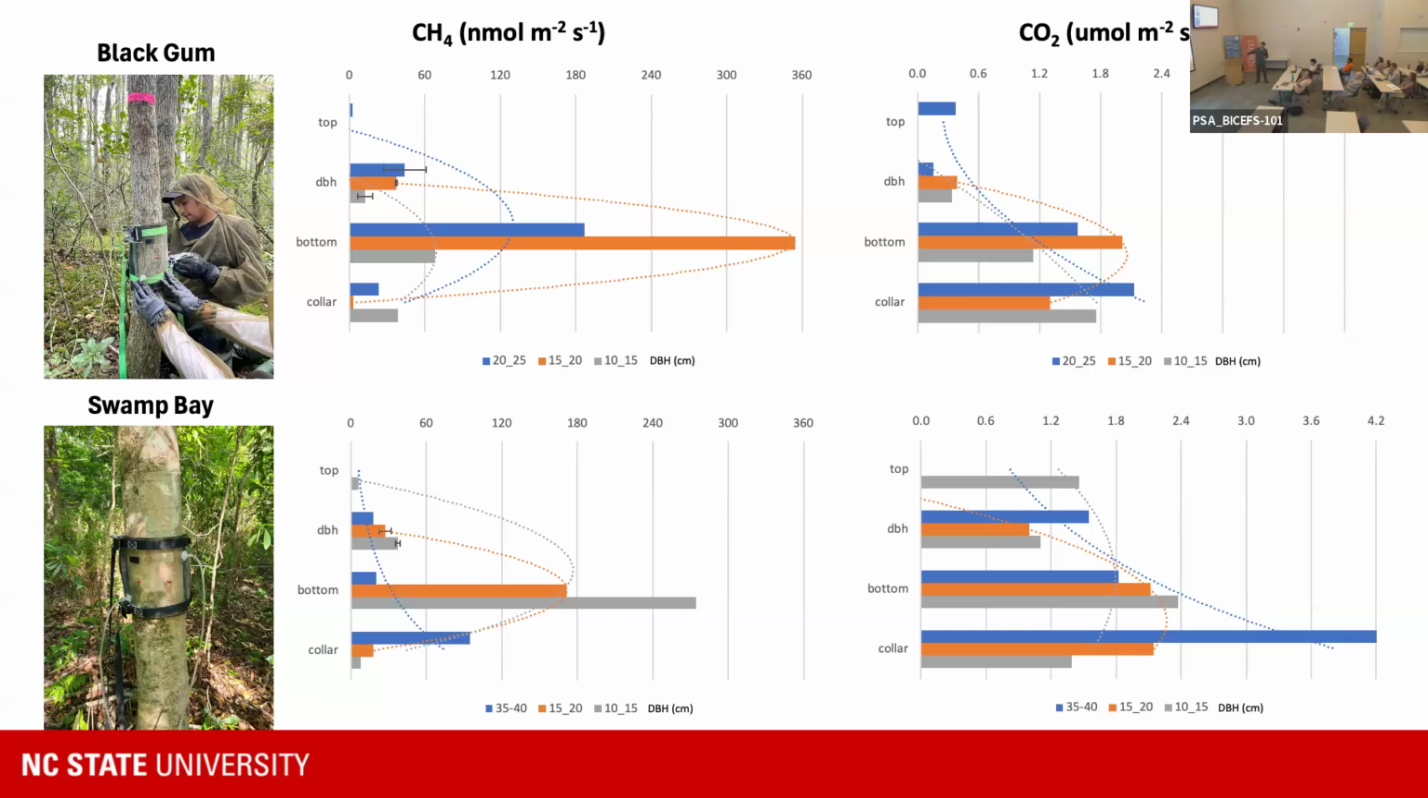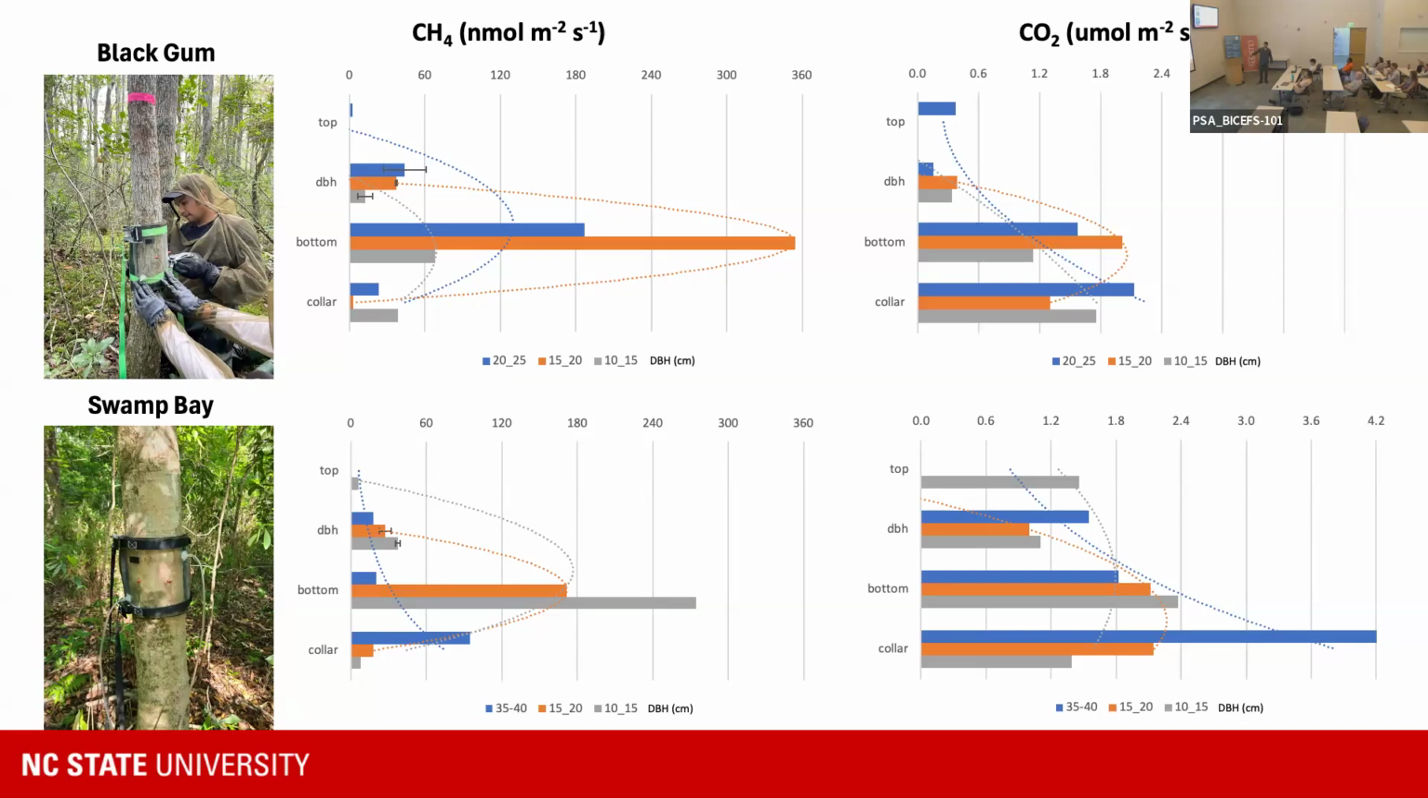CO2 has an interesting behavior too, because it does seem like CO2 tends to decrease with height. And therefore, what we hypothesize is that in those trees, there is diffusion of gases from the soil to the tree, both CO2 and methane, that may be happening. And as you can see at the top, you get very low methane.